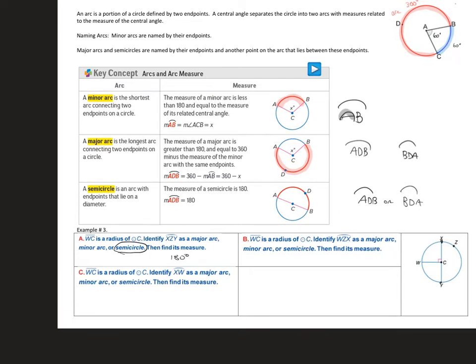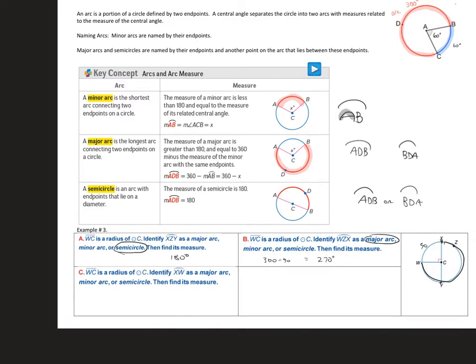3B, WC is my radius of circle C. WZX, is that a major arc? Well, it's W to Z to X all the way here. That is a major arc, and that is going to be 360 minus this 90 right here. This 90, that's WX. So 360 minus 90 is 270 degrees.